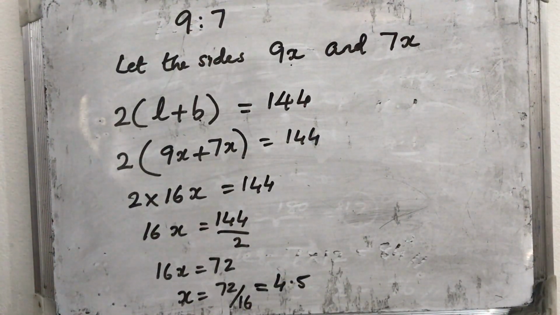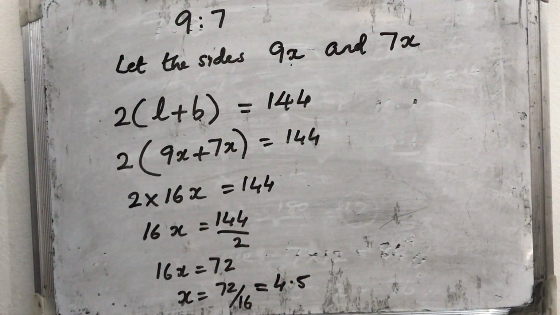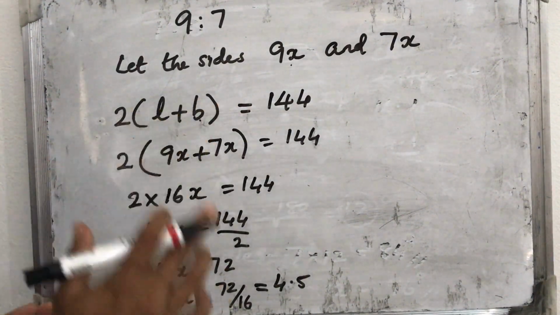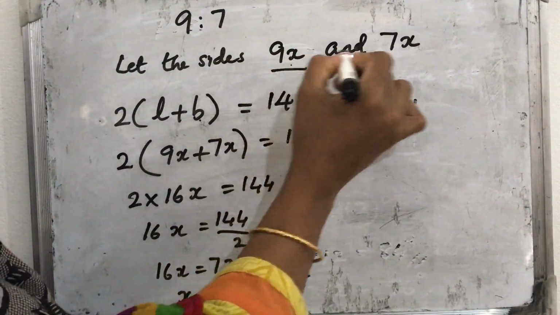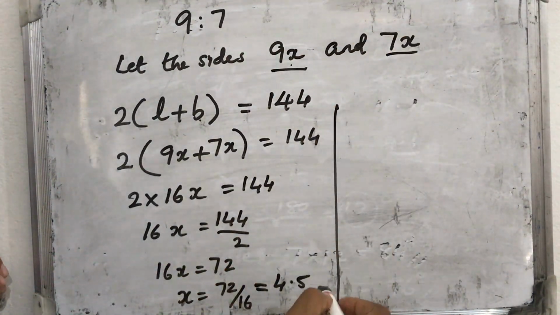Now, we find out what is the question asked? What we want to find out? Find the sides. Both the length and breadth you want to find out. So, 9x and 7x you want to find out.